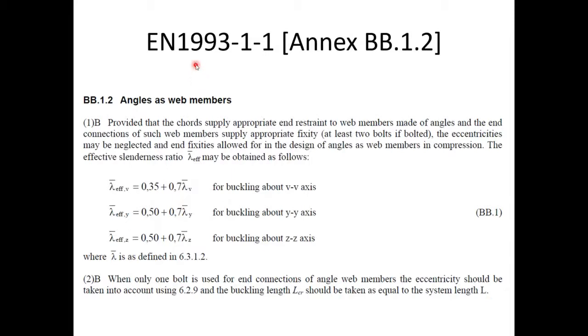Okay, so this is the extract straight from Eurocode 3 part 1. Angles as web members. That's the three equations in there about the V, Y, and the Z axis, where the normalized slenderness is defined in section 6.3.1.2 in the code. And as I said, you need to have at least two bolts. When only one bolt is used for the connection of the angle members, the eccentricity should be taken into account using 6.29, with LCR taken as the system length. Okay, so we have to explicitly take it into account if we have only one bolt in there.